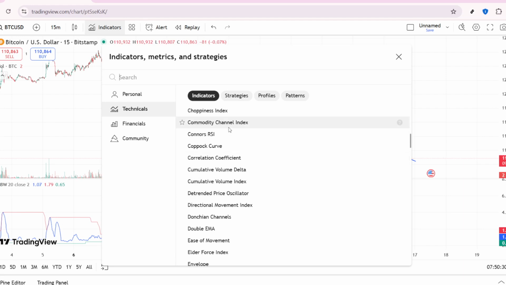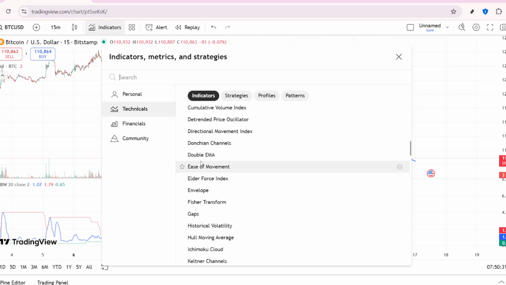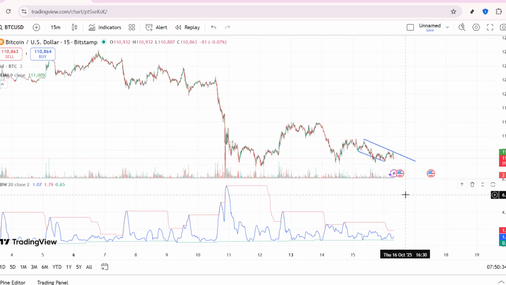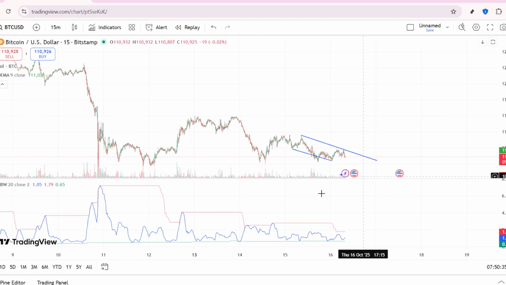Set alerts so the platform watches price for you. Right-click the chart, choose Add Alert, set the condition, frequency, and notification type, then create it. This is essential when managing trades on the go.